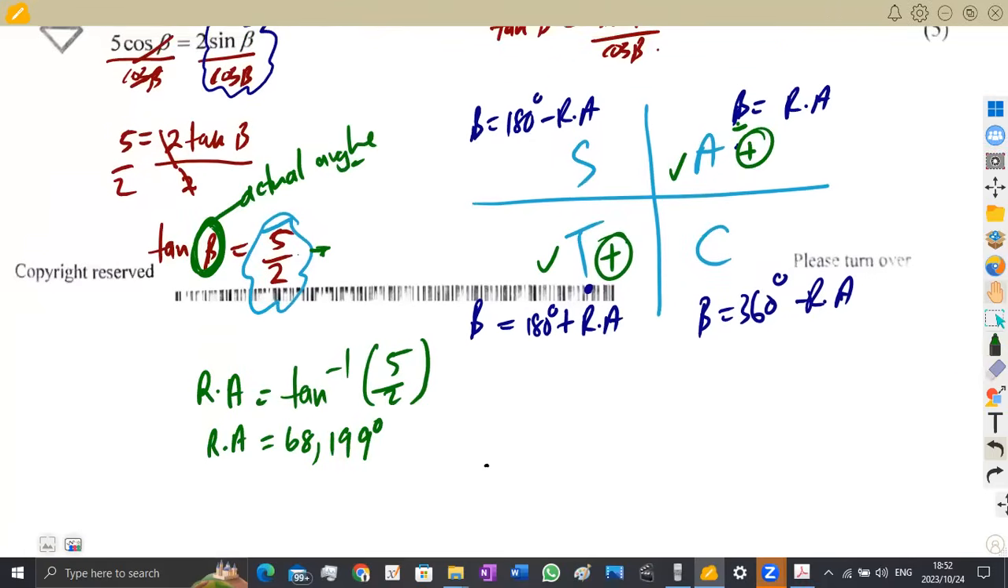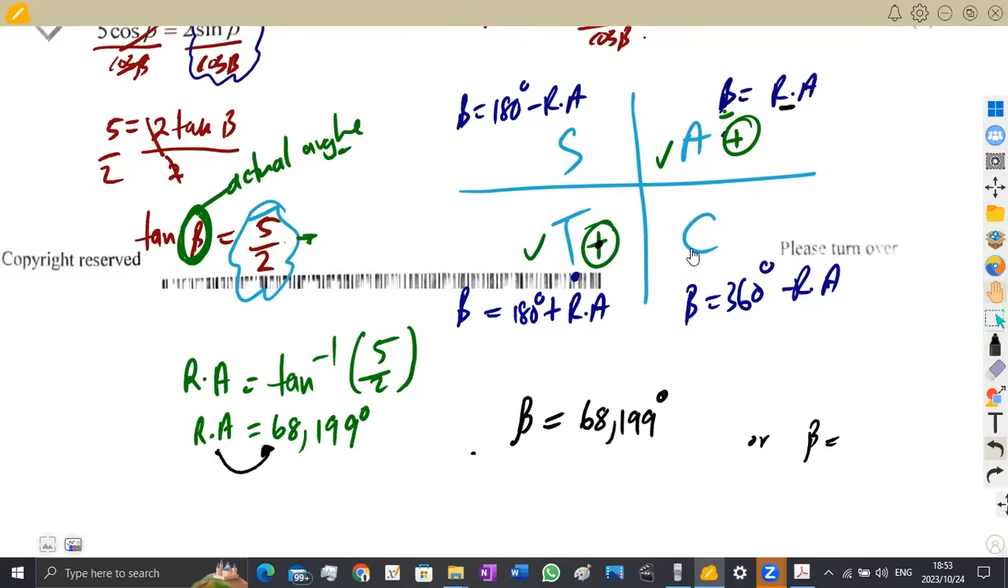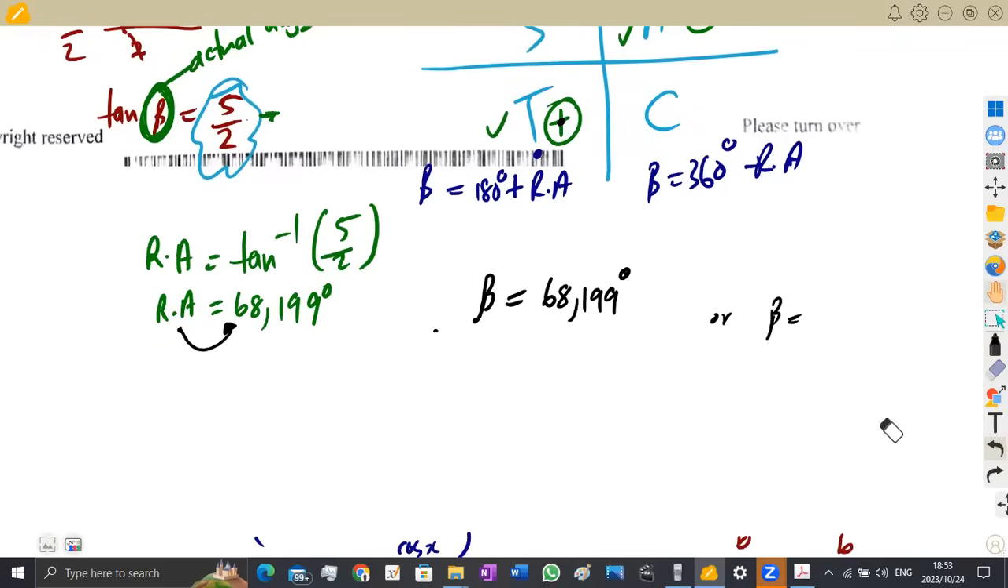So the actual angle, which is beta, in the first quadrant, is equal to the reference angle, which is 68.199 degrees. And another beta is going to be given in the third quadrant, where tan is also positive. The actual angle in the third quadrant is 180 plus the reference angle. So our beta is going to be 180 plus the reference angle, which is 68.199 degrees.